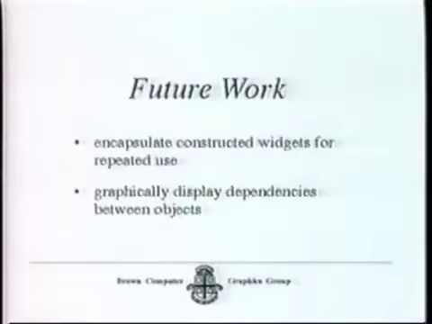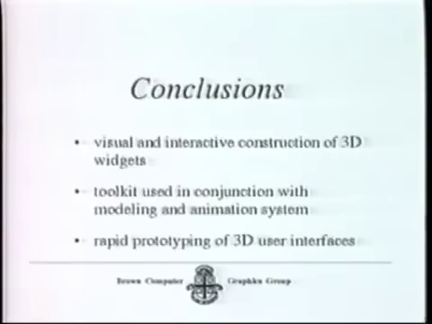In future work, we will make it possible to encapsulate a complex widget and then add it to the toolkit. For example, having constructed the shadow widget previously shown, the user should be able to apply this process to any other object, needing only to specify the new input parameters. We also need to develop methods for displaying dependencies between two objects, for example, by highlighting a connected object or by drawing a line to it.